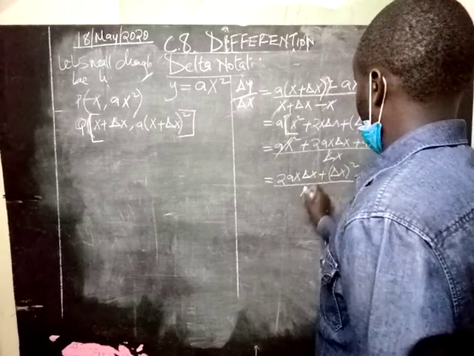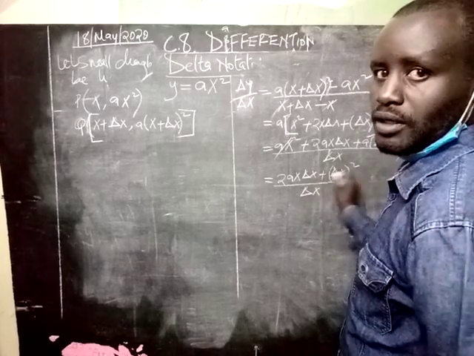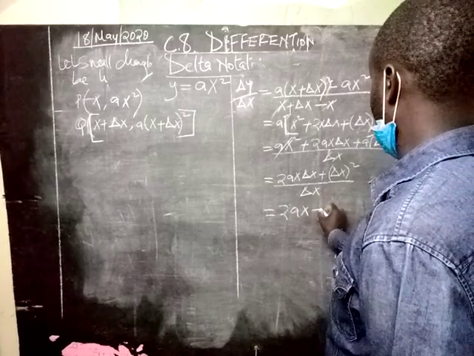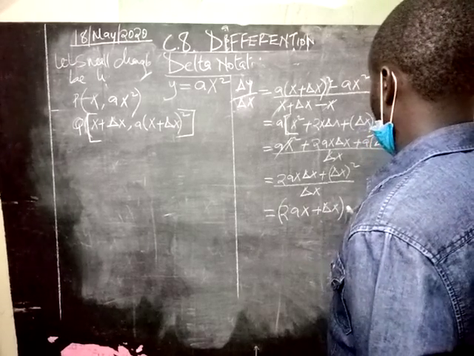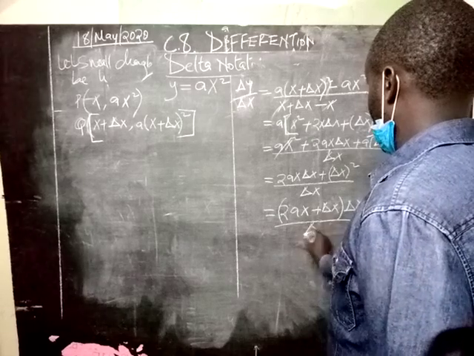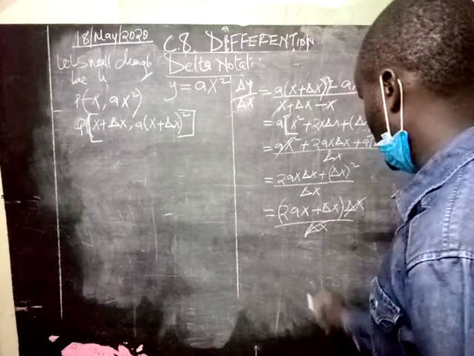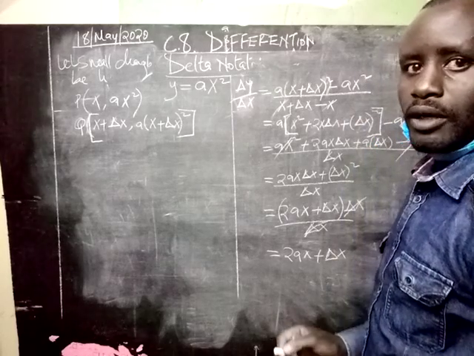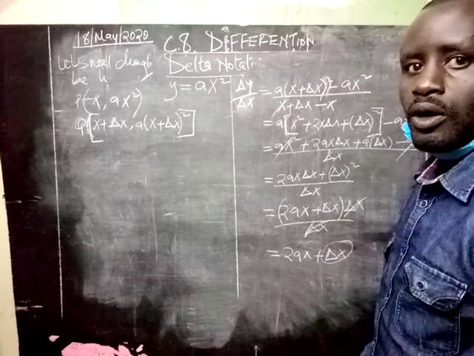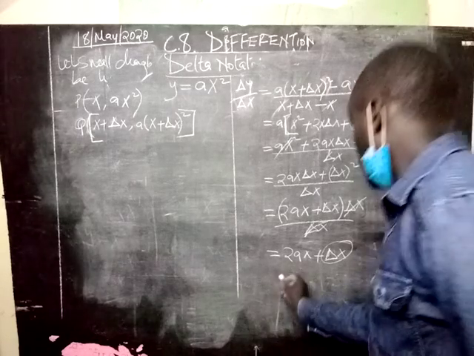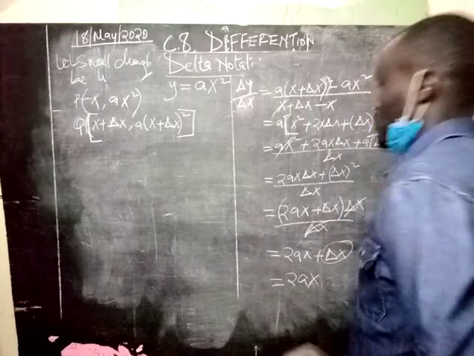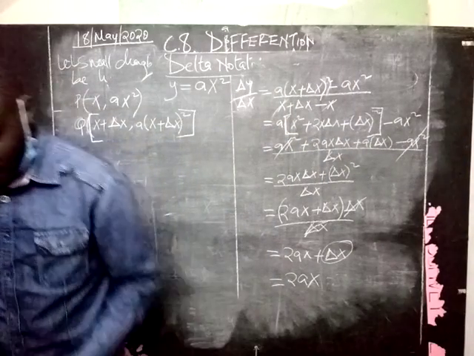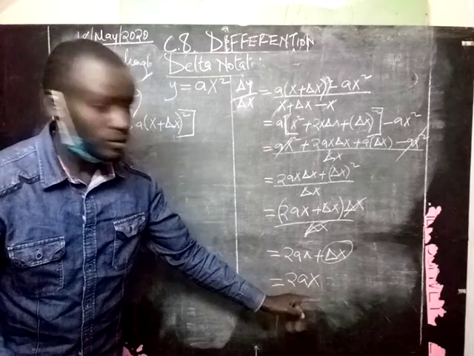You can see that both have delta x, so we cancel it out and remain with 2ax plus a delta x. We are going to ignore this last term because it is a small change which is sufficiently small to be ignored. So we remain with 2ax as our derivative.